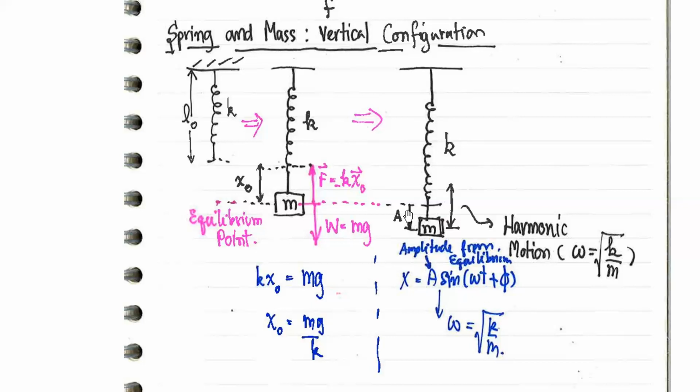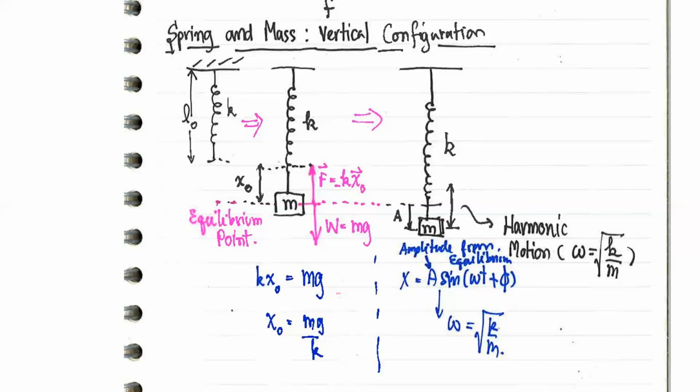You can prove that even in a vertical configuration, if our x is measured from the equilibrium point, the equation of motion still has F equal to minus m omega squared x, the same as horizontal.